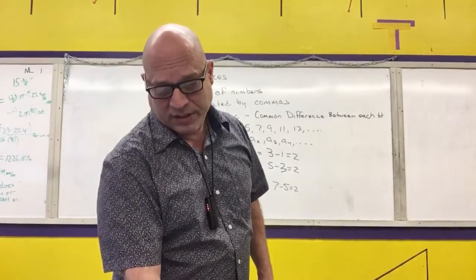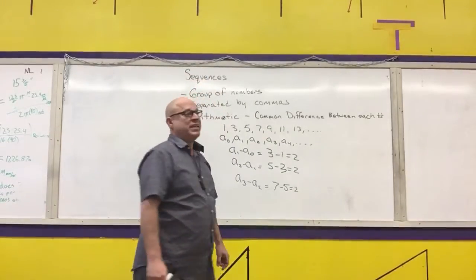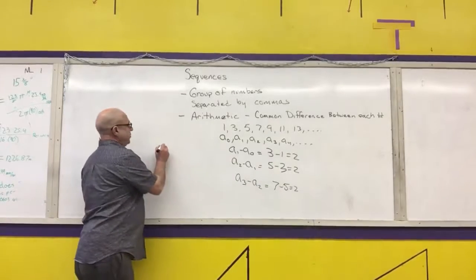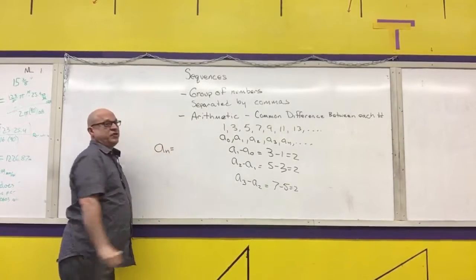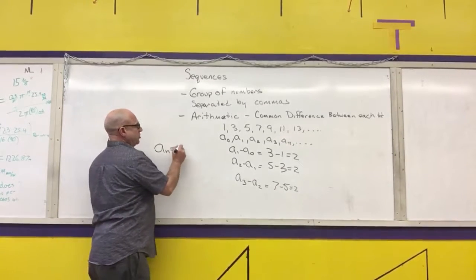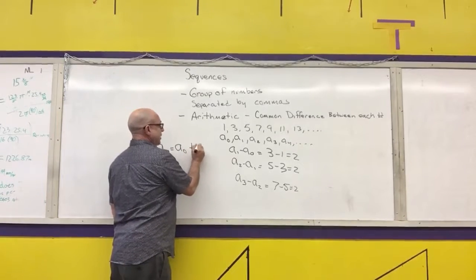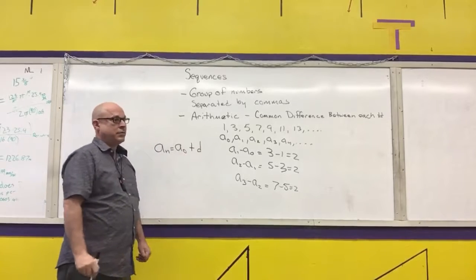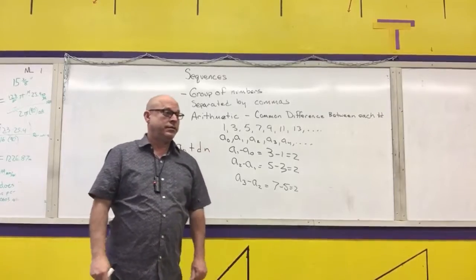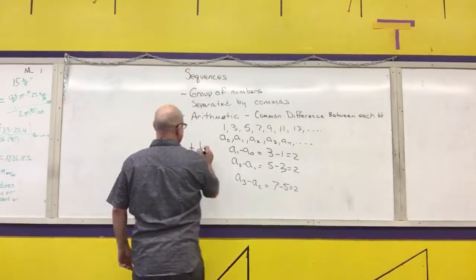An arithmetic sequence can be rewritten as a general equation where the nth term, like the 7th term, whatever number I want to put in for n, is equal to the first term plus the common difference times n. Actually, it's n minus 1.